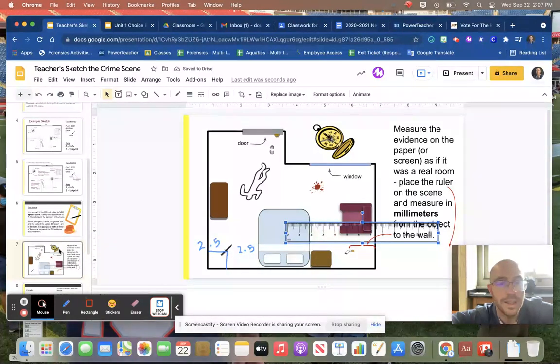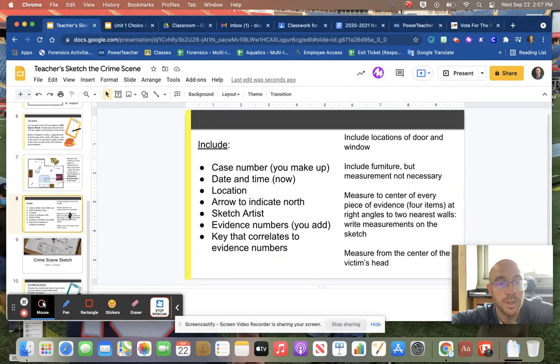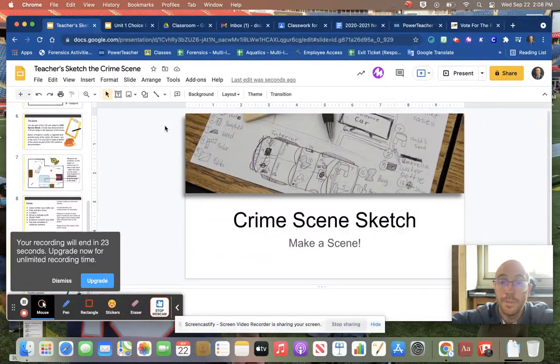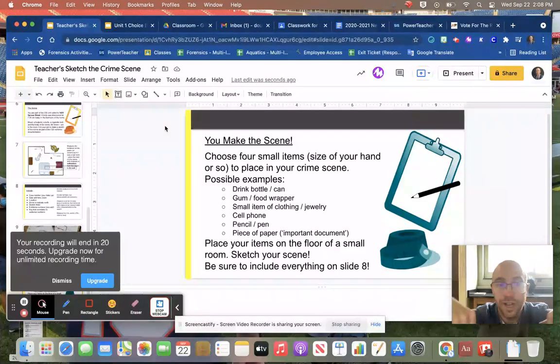We sketched all that out, and then we actually drew a sketch. And remember, we used certain standards that have to be in every single crime scene sketch. We use a case number that you made up, the date and the time, location, an arrow to indicate north, the sketch artist, which is who you are, evidence numbers, which you add, and a key that correlates to evidence numbers. And we did that for that particular image. Then you also wrapped up the day by making your own crime scene on your desk and sketching that out. So again, if you were out for class, please email me, come see me during Flex.